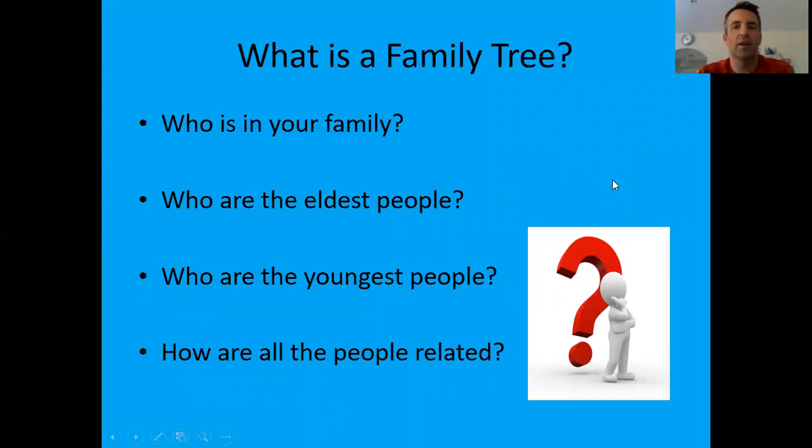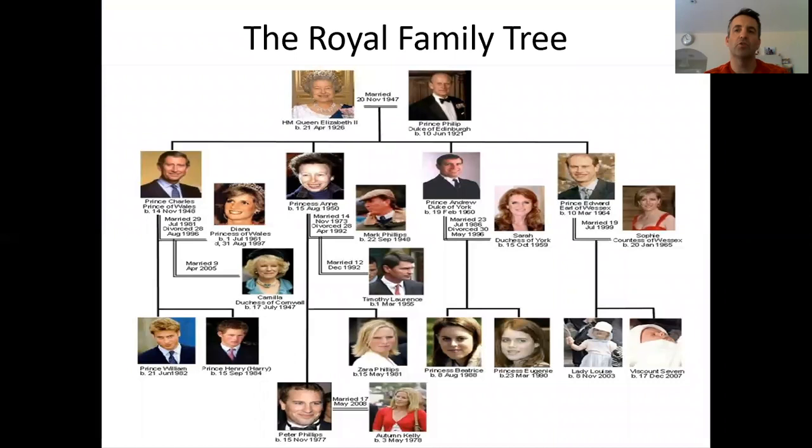Okay, so you're thinking now about all the different people in your family and how they are related to one another. And I'm going to show you an example now of a family tree, and this is the royal family tree. So it's the family tree that belongs to our Queen Elizabeth. So she is right at the top there, and you often find that the elder people within the family tree are at the top of the tree.